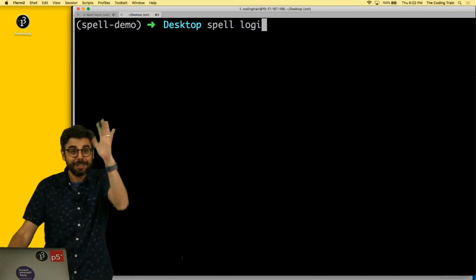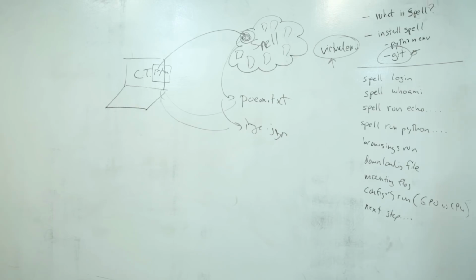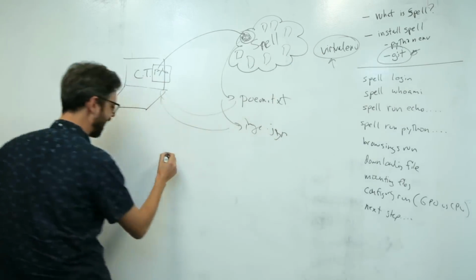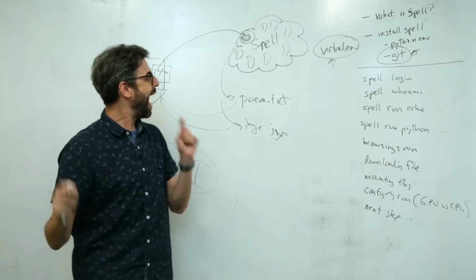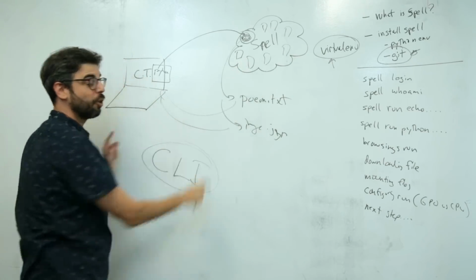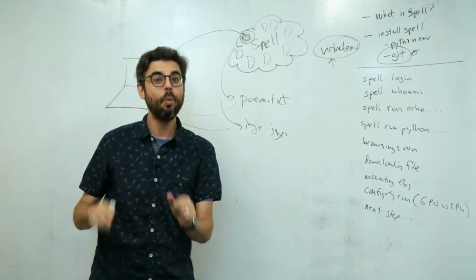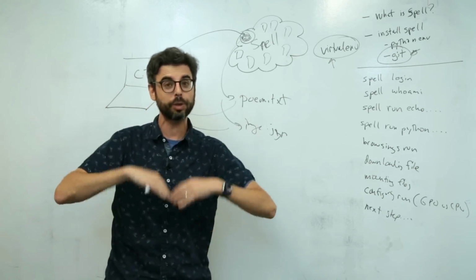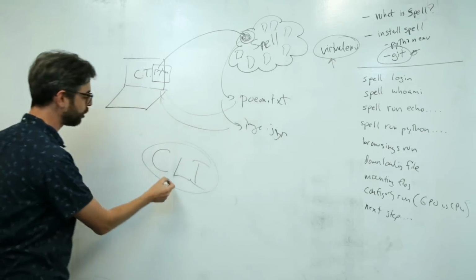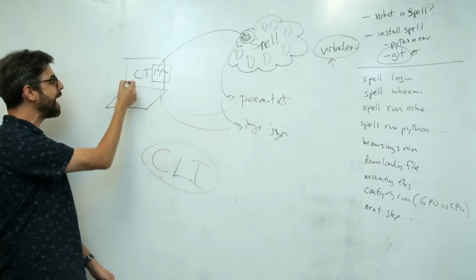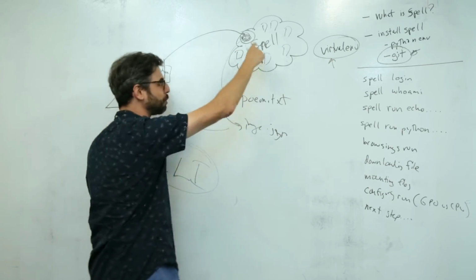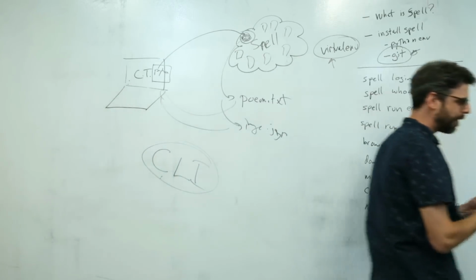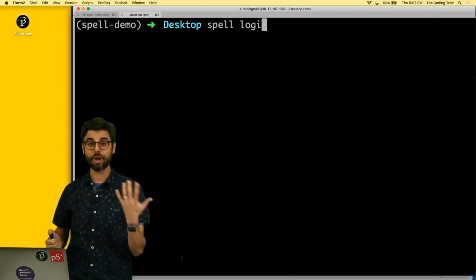Okay, the next thing I want to do is actually log in. But let me say something first. What I've done is I've installed a command line interface. So how do you control Spell? There are two ways to control Spell. One is through their web browser interface, which I will show you at some point. Another is through a command line interface, meaning you can type commands on the command line on your computer to interface with Spell and control it. And every command is going to start with spell.